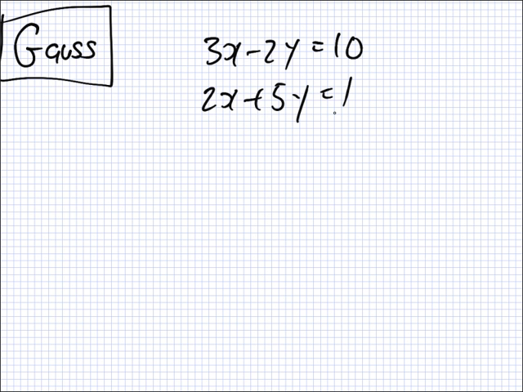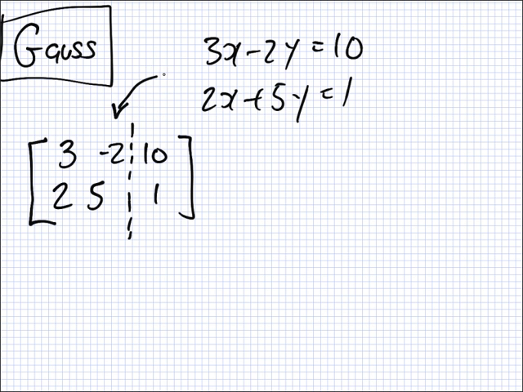Okay, let me show you the Gaussian method. What you do is you create a block where you write all the numbers in the block. 3, minus 2, 10. 2, 5, 1. And this represents this. It's the same thing. Okay? And you have a couple of rules here. I'll give you the rules. These are called rows. Row 1, row 2.